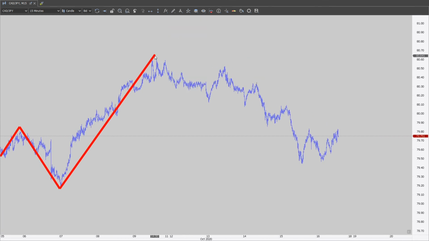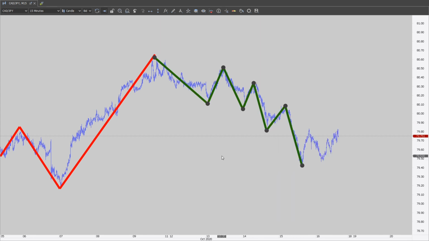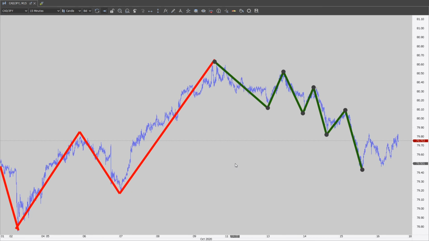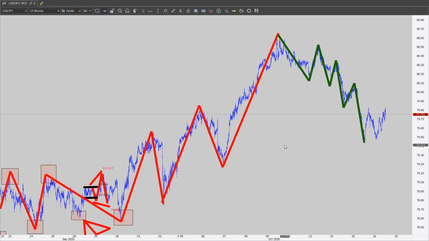And then we have what? Low to high, high to low, low to high, high to low, low to high, high to low, low to high. And the question is, what now? What is the bigger picture? What is the smaller picture?